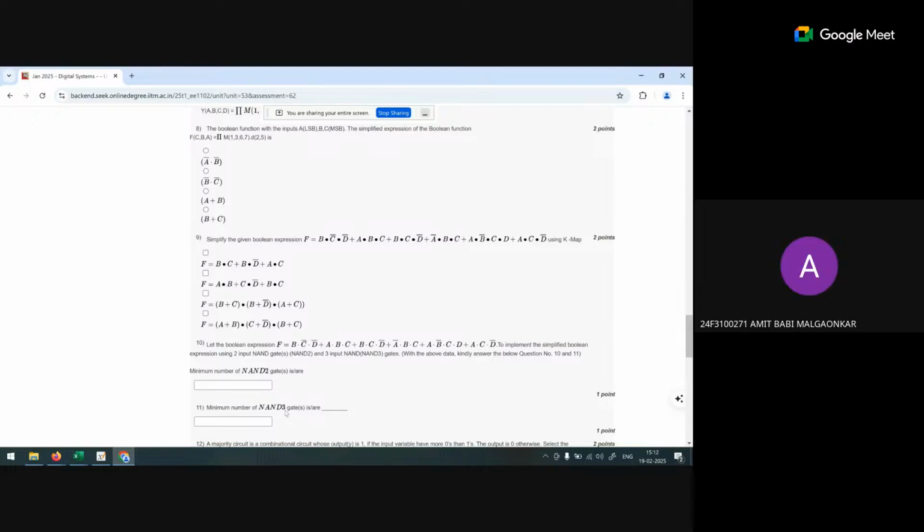And in question number 11, only 3 input NAND gates will be used. So it is not a combination of NAND 2 and NAND 3 gates that we have to use.